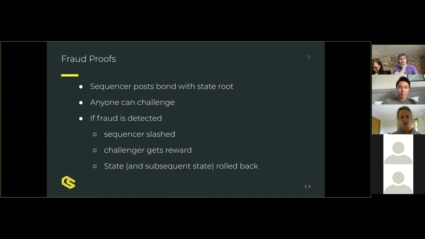And so doing this kind of challenge is an expensive operation because it basically involves calculating the state transition on-chain, and whoever is the challenger has to pay the gas for that. And so nobody's going to do it unless there's a really good reason to, like they can be basically certain that they'll get a reward, and the reward should cover their gas costs.